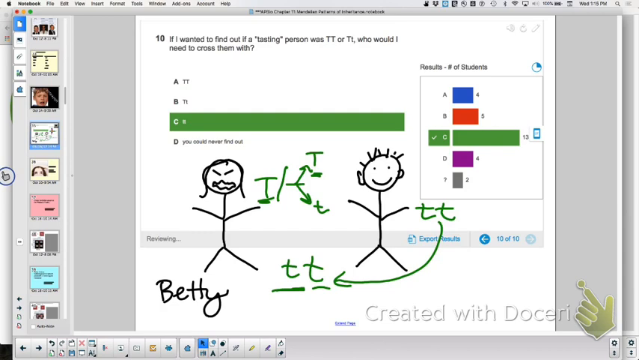The single letter is called... All right, moving on.